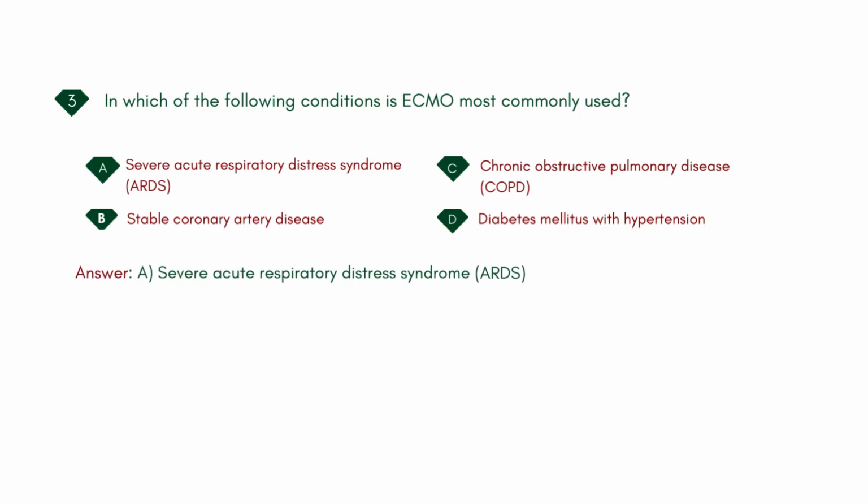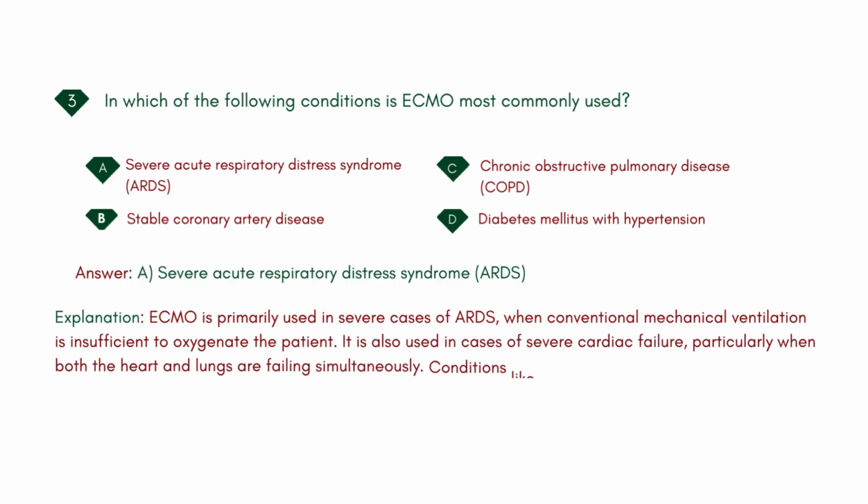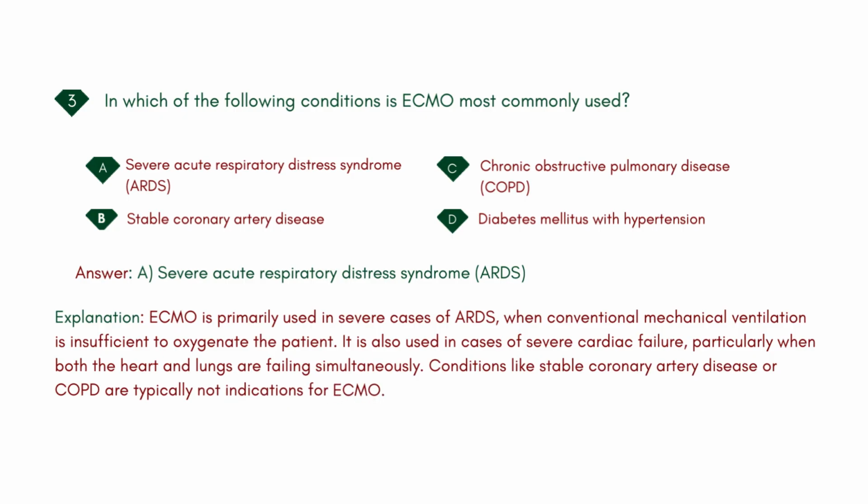Answer: A. Severe acute respiratory distress syndrome, ARDS. Explanation: ECMO is primarily used in severe cases of ARDS, when conventional mechanical ventilation is insufficient to oxygenate the patient. It is also used in cases of severe cardiac failure, particularly when both the heart and lungs are failing simultaneously. Conditions like stable coronary artery disease or COPD are typically not indications for ECMO.